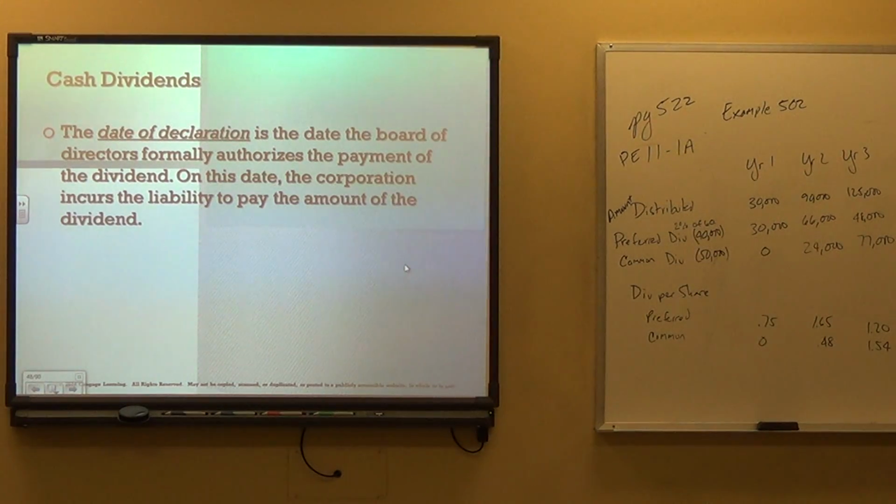Remember I said early on tonight, we talked about the different dates you're going to have there. There are three different dates we're going to talk about. The first date is the date of declaration. That's when the board of directors says, we are going to pay this. We now have a liability that goes in our books. We now owe this because we have an obligation, because we made a commitment to pay. So that's why we incur a liability to pay the amount of the dividend, whatever it may be.